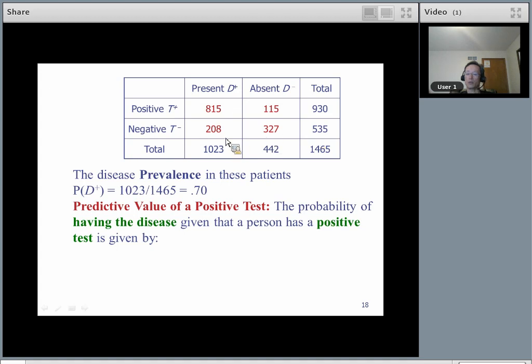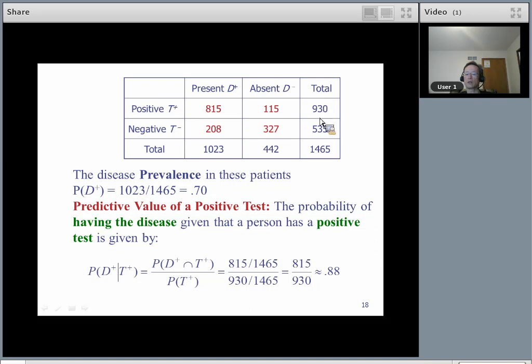If we look at this table, it's easy to figure out because everything is spelled out there. If we're interested in the predictive value of a positive test, which is the probability of having the disease given that a person has a positive test, which means tested positive, then how likely is a person to have the disease if tested positive? That's the conditional probability. If you're tested positive, that's the condition. So that's 815 out of the 930. Of course, in most situations, we like this number to be high. If this number is high, then you're more confident about the test result.